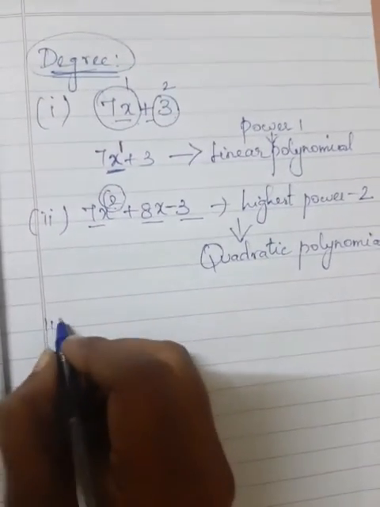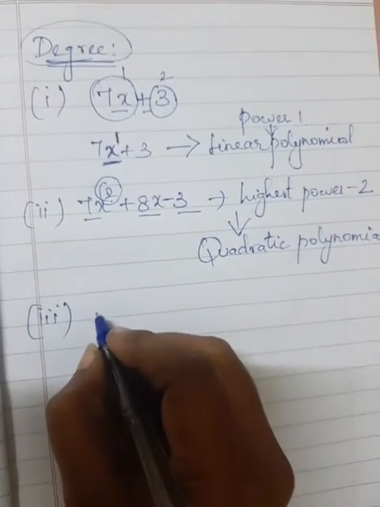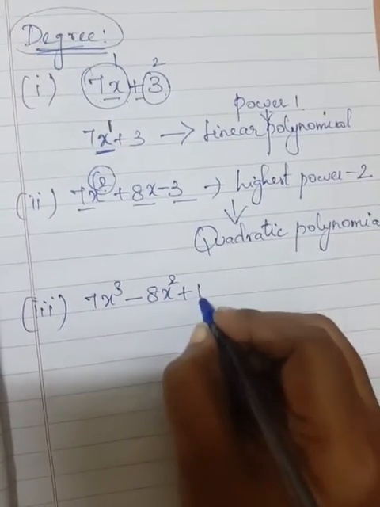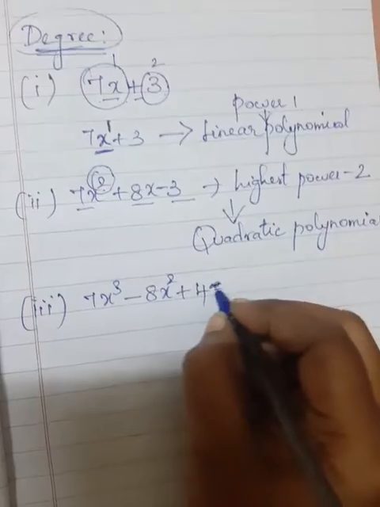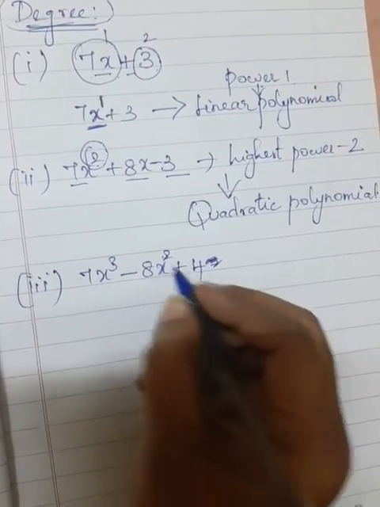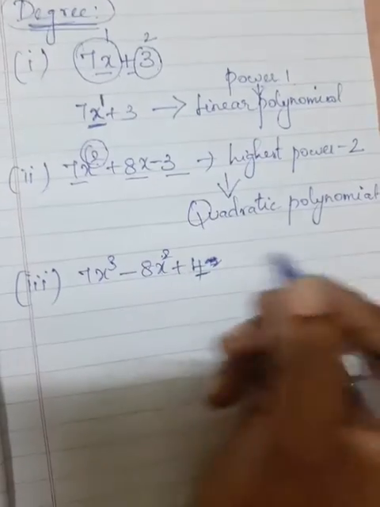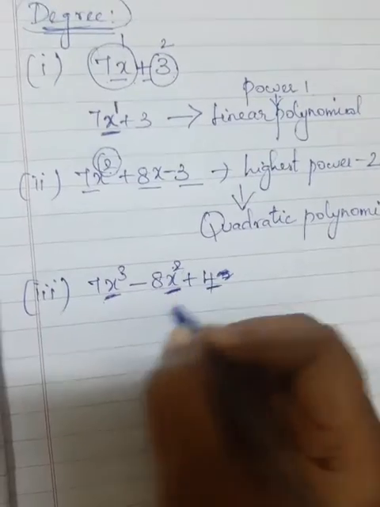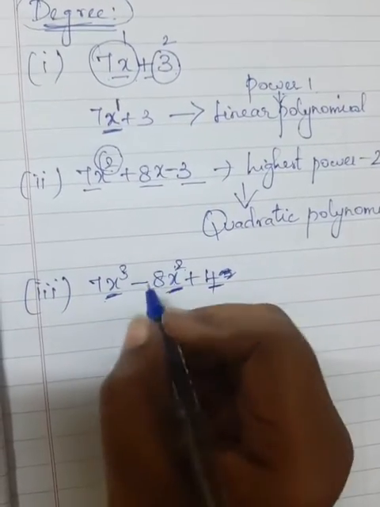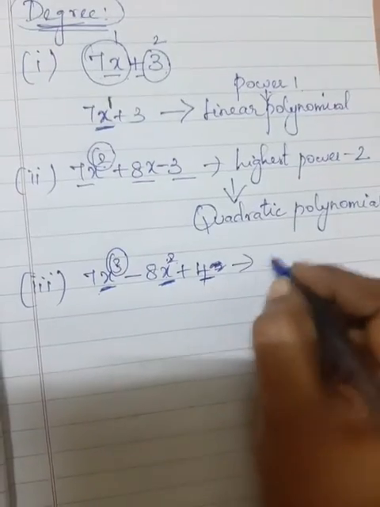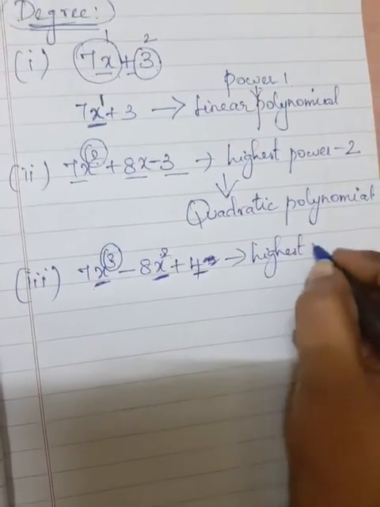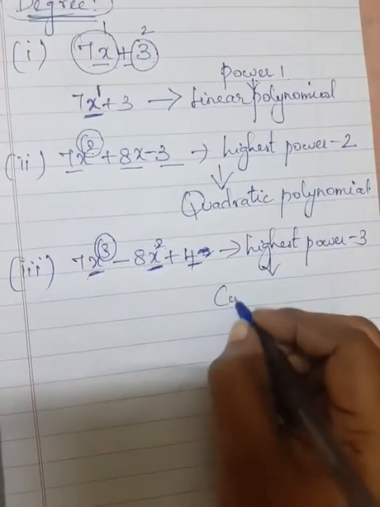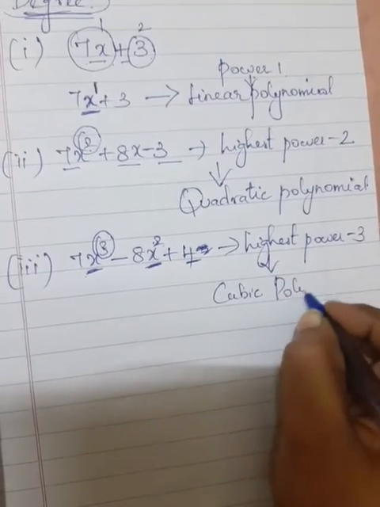Okay, now the third one. See here, if I have 7x cube minus 8x square plus 4, then I have written a constant, I don't have the x variable there. But see the variable: here I have x square, here I have x cube. Which is the highest power? x cube is the highest power. So the highest power is 3 here. If you have 3 as the highest power, then we say that as a cubic polynomial.